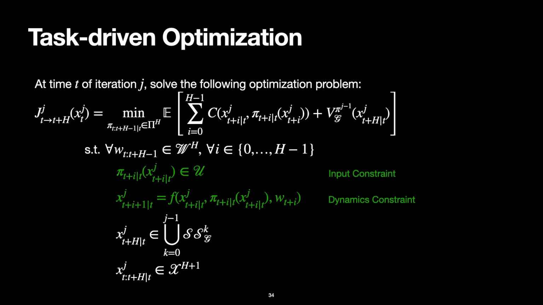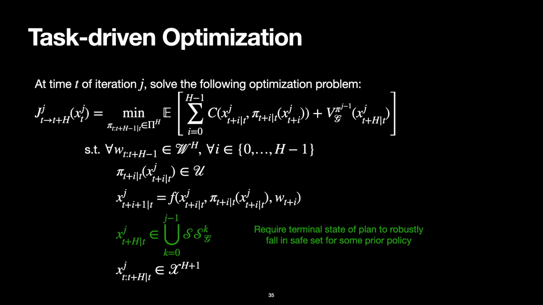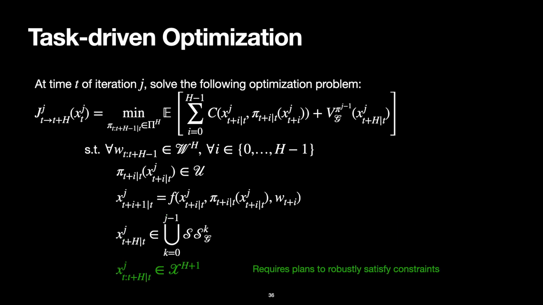The first two constraints simply require that one, the policy outputs a valid control, and two, that the state sequences in the plan satisfy the system dynamics, which are assumed to be known. The third requires that the terminal state of the plan fall robustly in the safe set of the plan. And finally, we require that the possible state sequences robustly satisfy user-specified state space constraints.